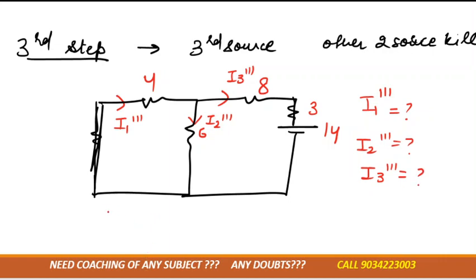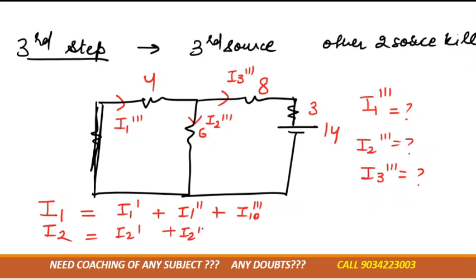Now in the end, what do we need to do? We don't want I1 dash, I1 double dash, and I1 triple dash. We want I1. I1 is how much? I1 dash plus I1 double dash plus I1 triple dash. I2 would be I2 dash plus I2 double dash plus I2 triple dash, and I3 would be I3 dash plus I3 double dash plus I3 triple dash. So we'll get the final answer.